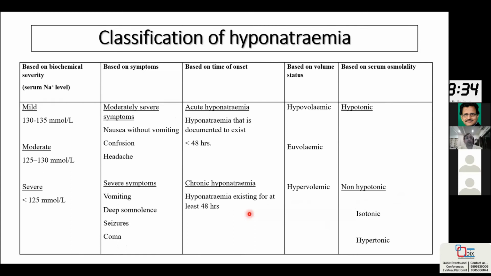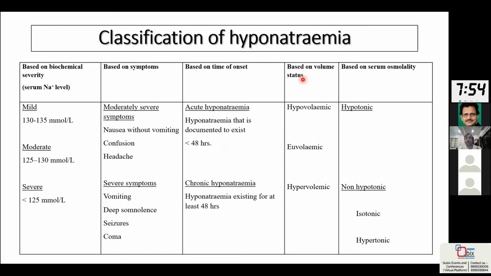Now the classification based on biochemical severity. So mild is 130 to 135, moderate is this, and severe is this. Now symptoms, this is important. Moderately severe symptoms are nausea without vomiting, confusion, headache. Severe symptoms are vomiting, deep somnolence, seizures, and coma. This is important, the classification based on symptoms. Now you know about the hyponatremia, but 9.9 times out of 10, we don't have any history. So if you don't have any history, we have to assume this is chronic hyponatremia.